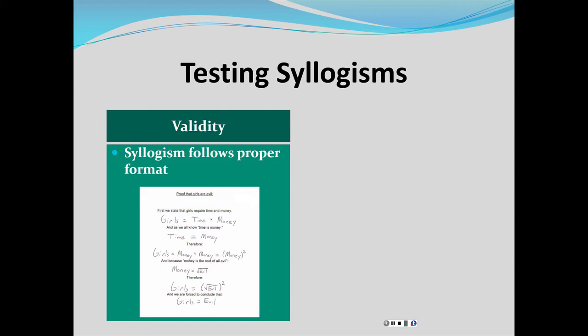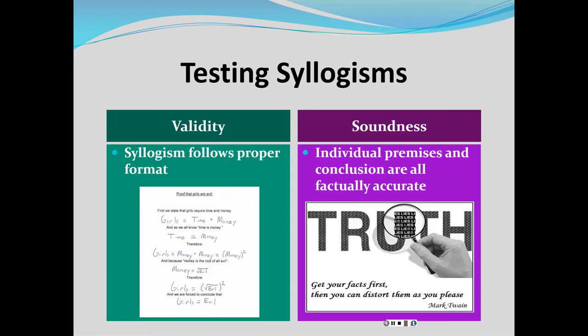We can draw that conclusion from the major and minor premise, right? All rats are mammals, Fred is a rat, therefore Fred is a mammal. That's the format we're following. The other thing we need to make sure of is that all of the premises in our syllogism are factually accurate. Are these true statements?